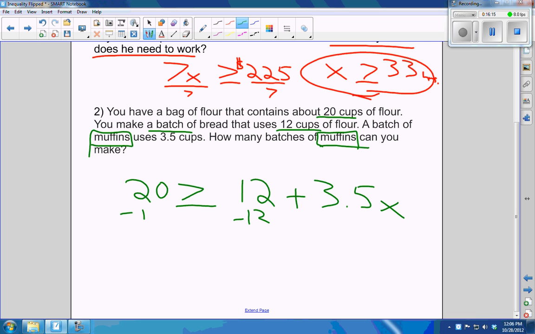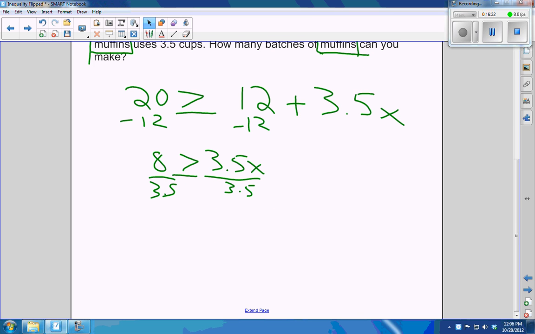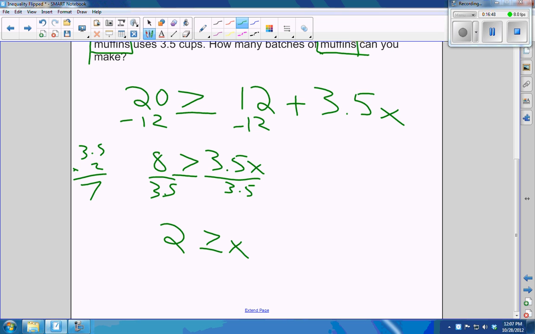The opposite of plus 12 is minus 12. Minus 12, that is 8. All I have left on this side is 3.5. And then I have to divide 3.5, divide 3.5. Again, this is kind of a messy problem. So we can just use common sense. All I have left over here is x. 3.5 goes into 8 about 2 times. 3.5 times 2 is 7.